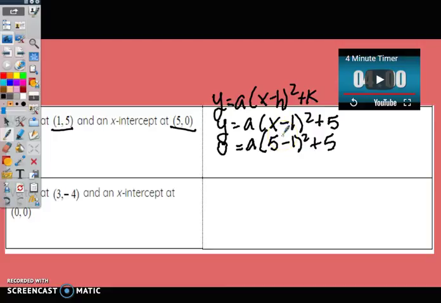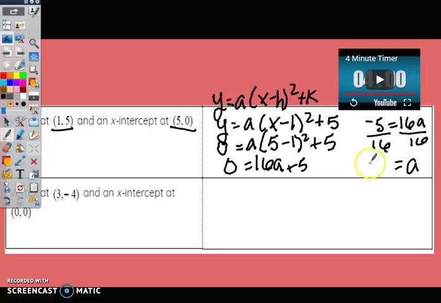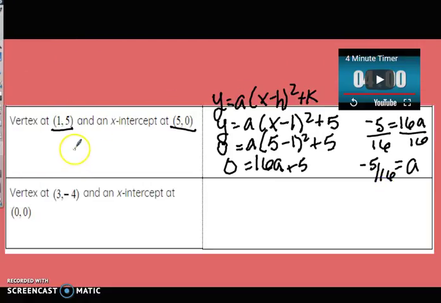So let's solve. What is 5 minus 1 squared? So I have 16a plus 5 equals 0. What did you do from here? Subtract 5, so I have negative 5 equals 16a. Divide by 16, a equals negative 5/16. So we have y equals negative 5/16 times x minus 1 squared plus 5.